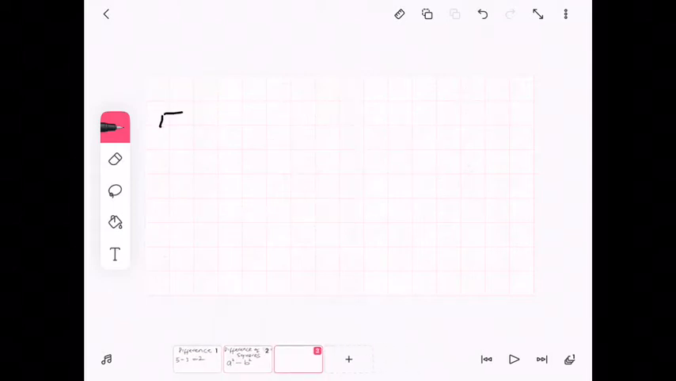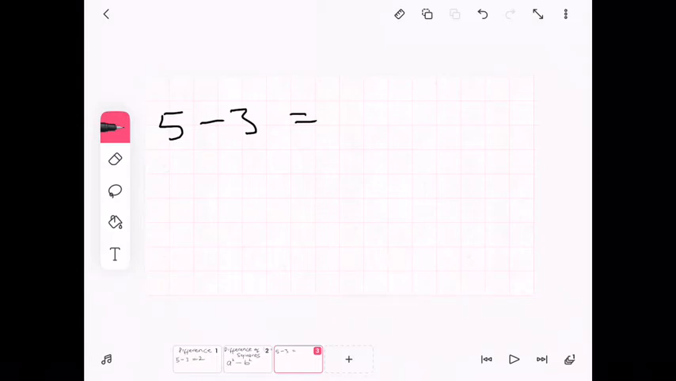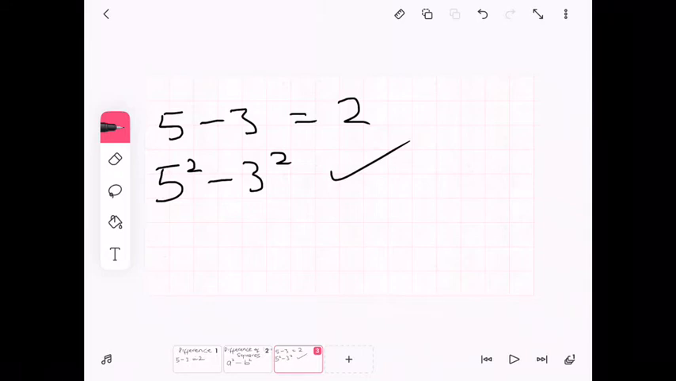So in our previous example, we tried 5 minus 3 as the difference between 5 and 3, and that was 2. The difference between 5 squared and 3 squared now becomes difference of two squares, because 5 is squared here and 3 is also squared. This is just difference of two numbers, not difference of two squares.